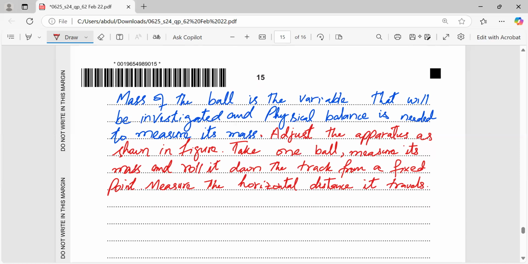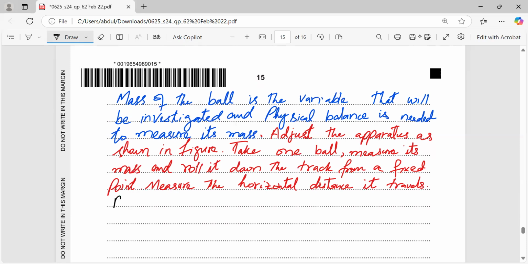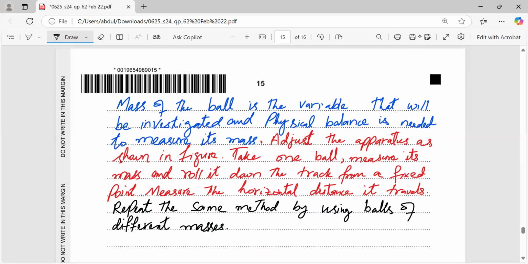That is the working, but always, as I told you, we are adding one thing in this method: repeat the same procedure or method by changing the independent variable, by using balls of different masses. Next, key variables to be kept constant.